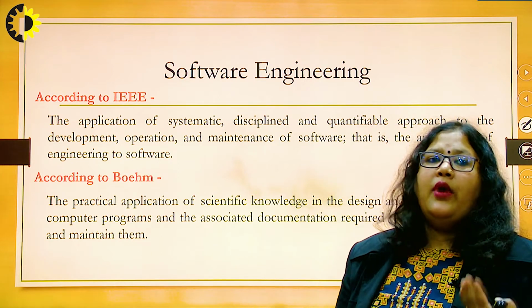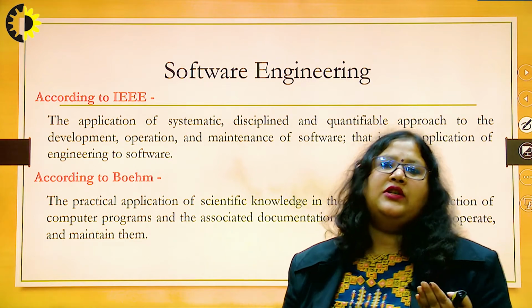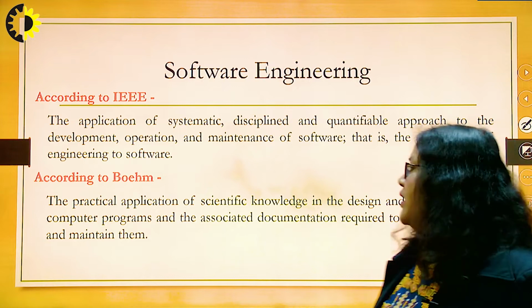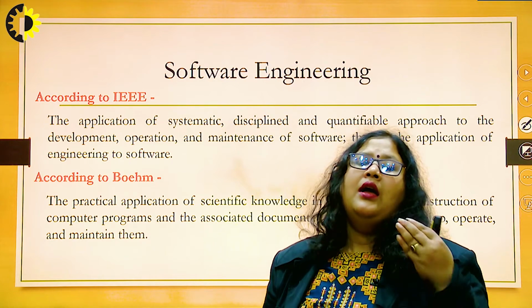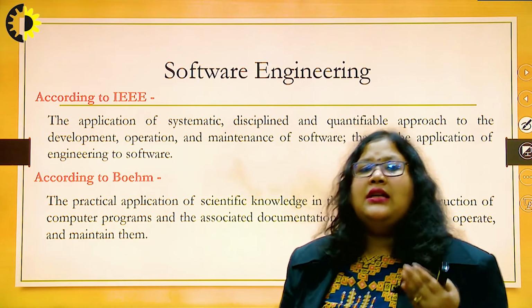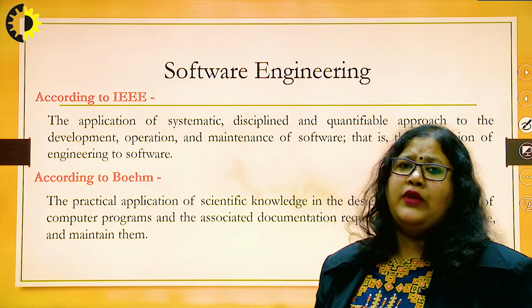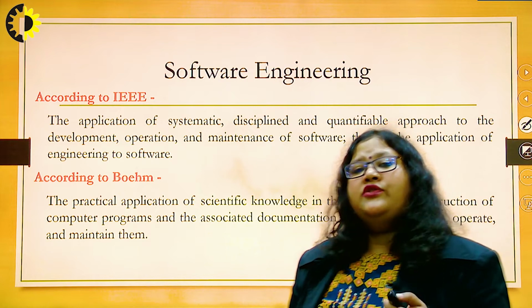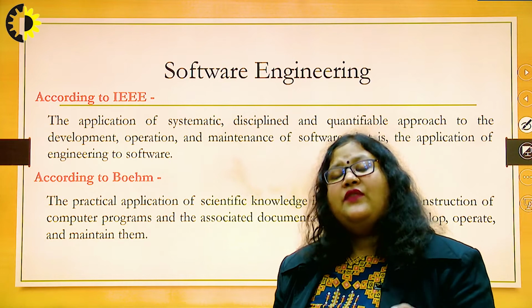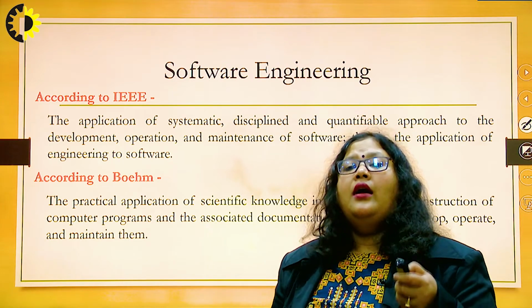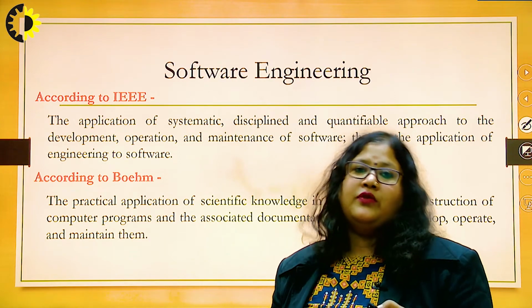Now according to Boehm, software engineering is the practical application of scientific knowledge in the design and construction of computer programs, and the associated documentation needed to develop, operate and maintain them. So these are the definitions defined by the IEEE and Boehm. So basically software engineering is a defined, structured and systematic approach that we use to develop quality software in a defined time and cost.